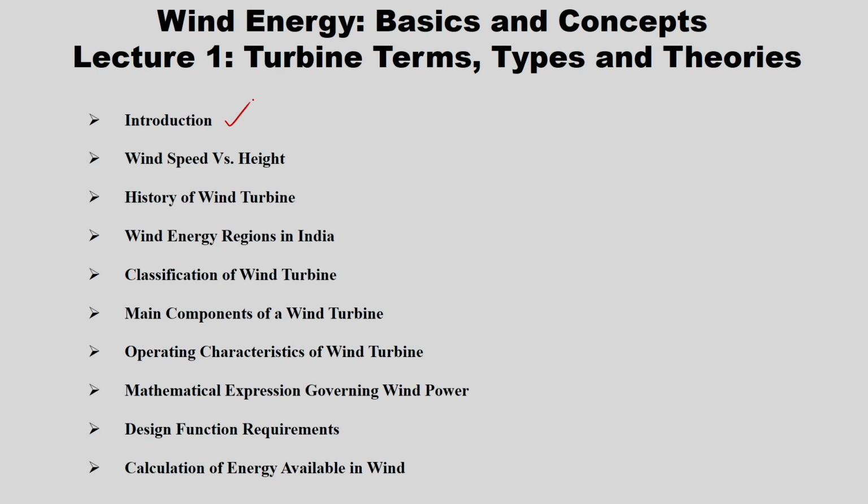In today's lecture, we will review the basics of wind energy systems, what is the source of wind energy, wind turbine terms, basic concepts and how to extract power from wind energy. Today's lecture is about introduction, wind speed versus height, history of wind turbine, wind energy regions in India, classification of wind turbine, main components of wind turbine, operating characteristics and mathematical expression governing wind power, design function requirements and then calculation of energy available in wind.